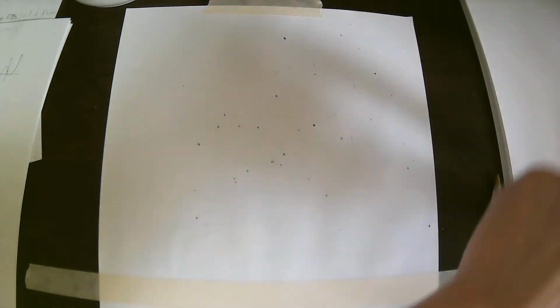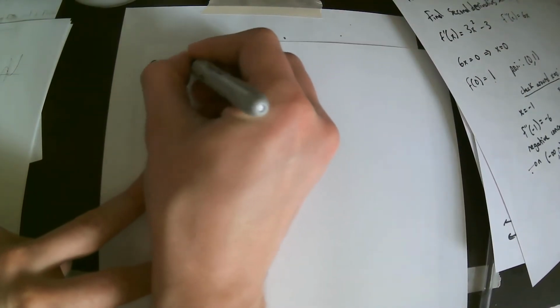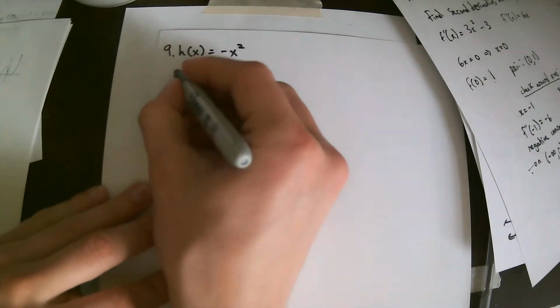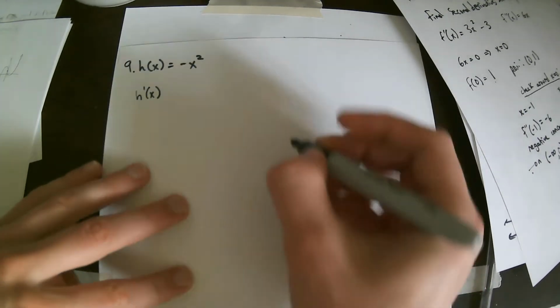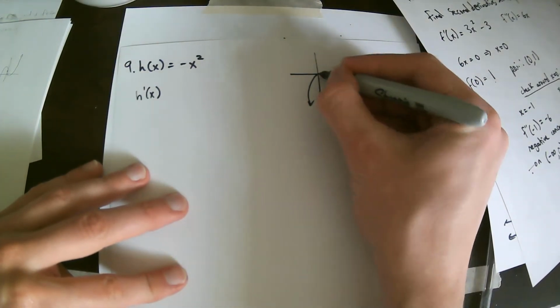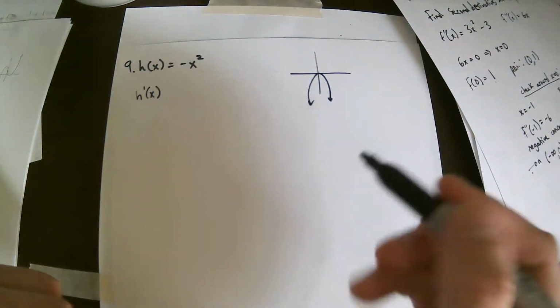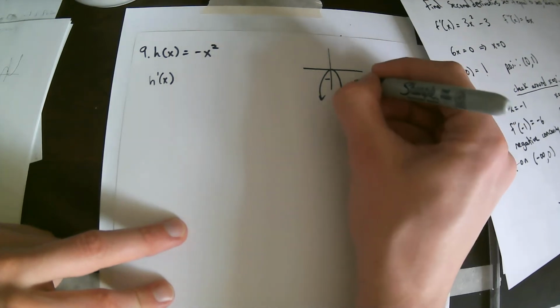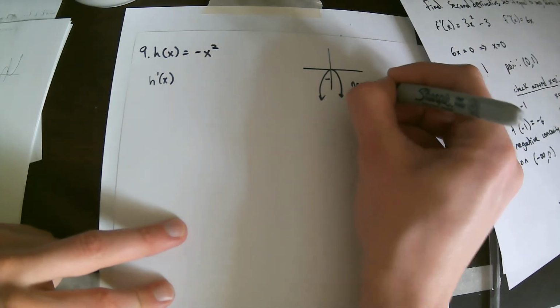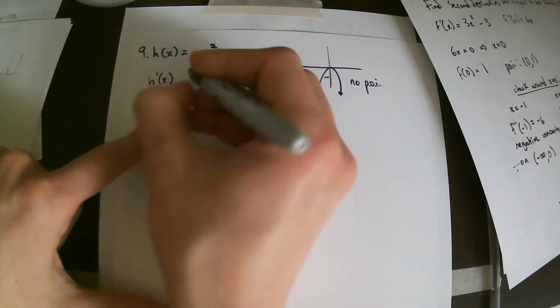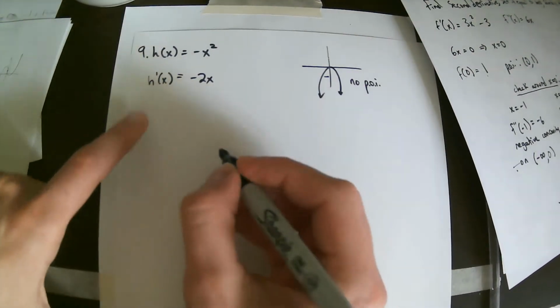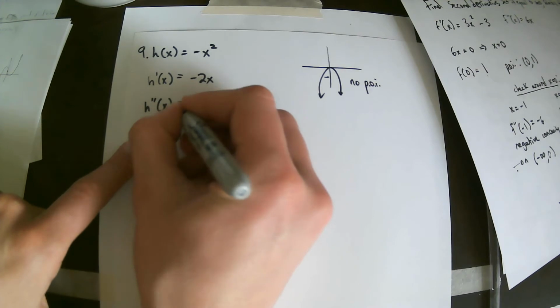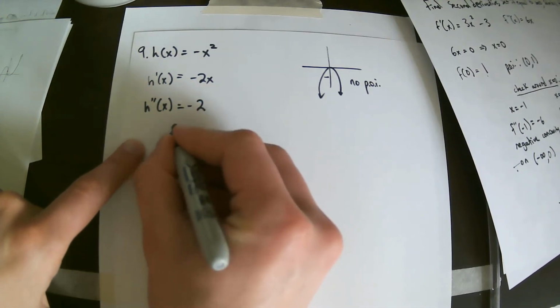Okay. What about something similar like h of x equals negative x squared? Well, we already know this shape, right? And this is a downward facing parabola. So automatically we're thinking, oh, this is very similar, except it's always a negative concavity, and there are no points of inflection. But let's see if that works out in the algebra. Alright, first derivative is going to be negative 2x. Second derivative will just be negative 2. It's always negative.